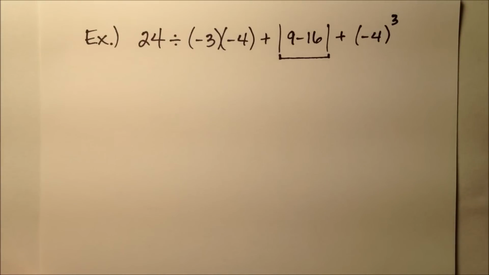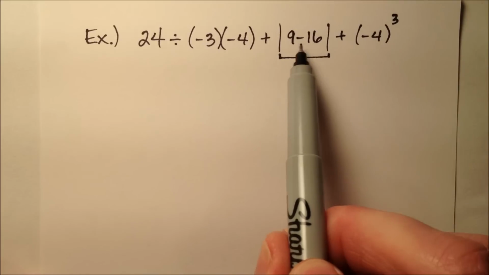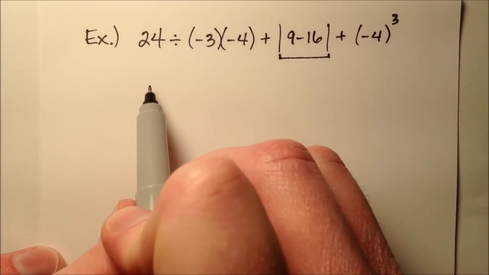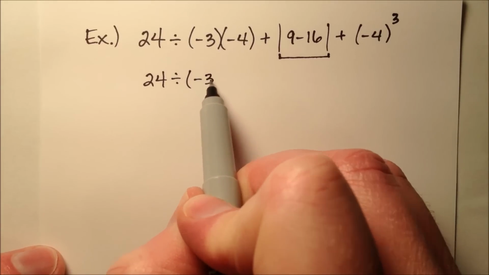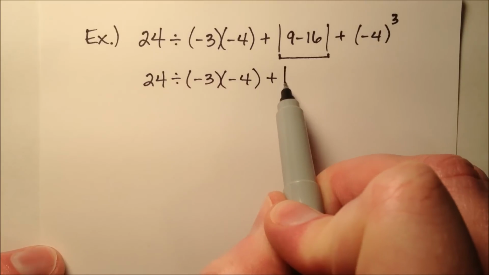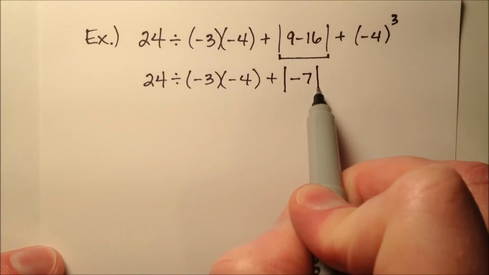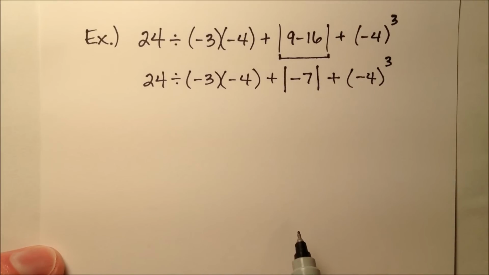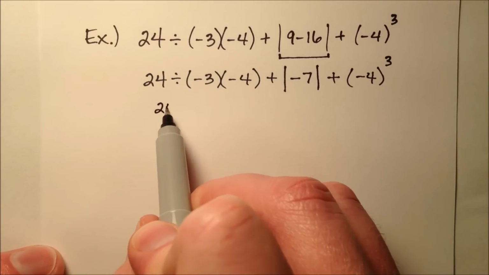So our final example has one grouping symbol, so I'm going to do that first. And it's the absolute value of 9 minus 16. So everything gets written and just carried along for the ride until we simplify that absolute value. In this case, 9 minus 16 is a negative 7. So now we have exponents over here, so let's do that exponent next.